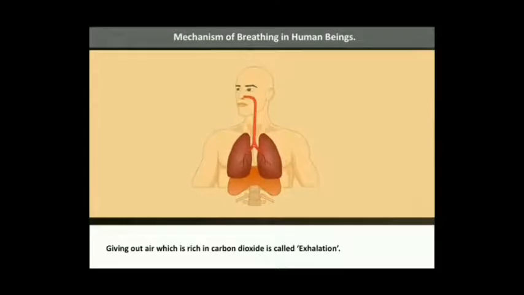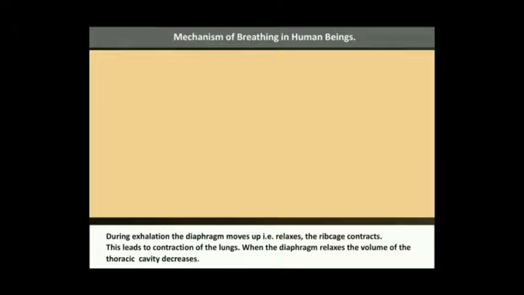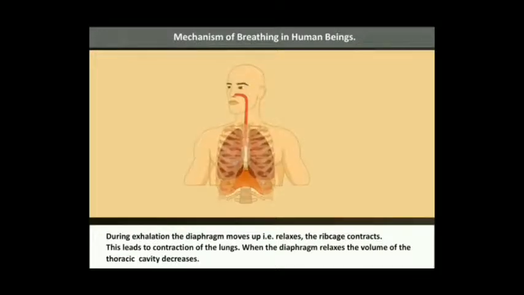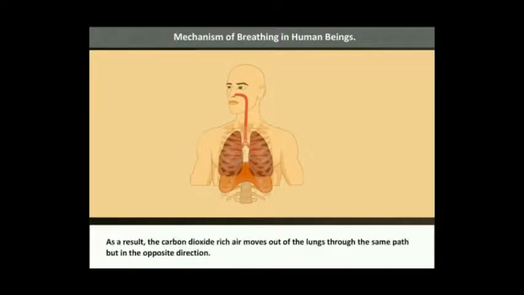Giving out air which is rich in carbon dioxide is called exhalation. During exhalation, the diaphragm moves up, that is, relaxes. The rib cage contracts. This leads to contraction of the lungs. When the diaphragm relaxes, the volume of the thoracic cavity decreases. As a result, the carbon dioxide rich air moves out of the lungs through the same path but in the opposite direction.